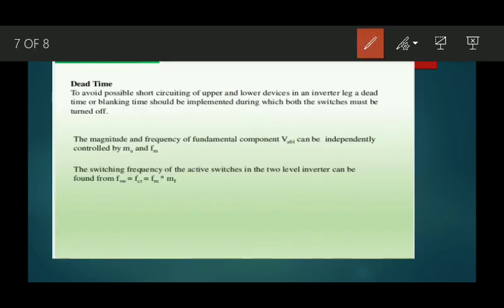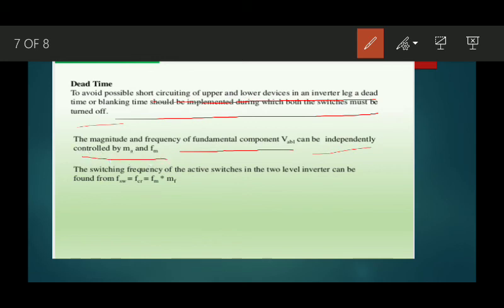To avoid a possible short circuit, the upper and lower devices in the inverter legs should be implemented such that both the switches must be turned off for a time. The magnitude and frequency of the fundamental component VAB can be independently controlled by Ma and Fm. The switching frequency of an active switch of the two level inverter is equal to Fs, which is equal to F carrier, into modulation index and message signal modulating frequency Fm.